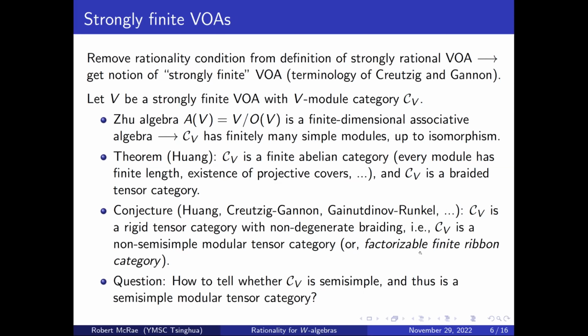So it's another term in the literature for this kind of tensor category. So the question is, we have removed this semi-simplicity condition. So the question is, how can we tell when this semi-simplicity condition actually does hold, and thus we get a semisimple modular category and a rational VOA.